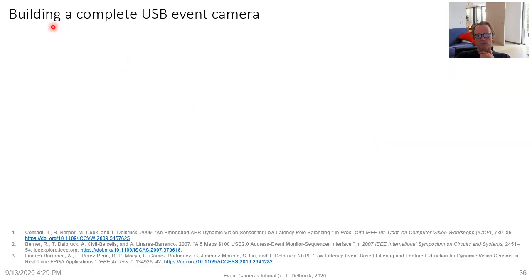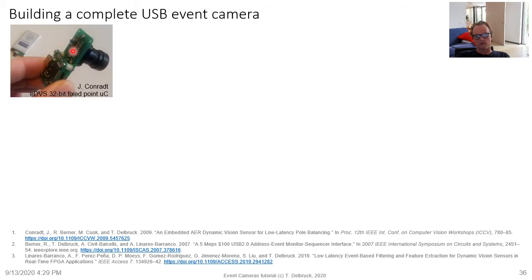Now I'm going to tell you about building a complete USB event camera from a DVS or other kind of event camera chip. One example of this, which I think is very beautiful, is a series of Jörg Conradt's embedded DVS, which include a 32-bit fixed point microcontroller. And he keeps building more and more versions of these.